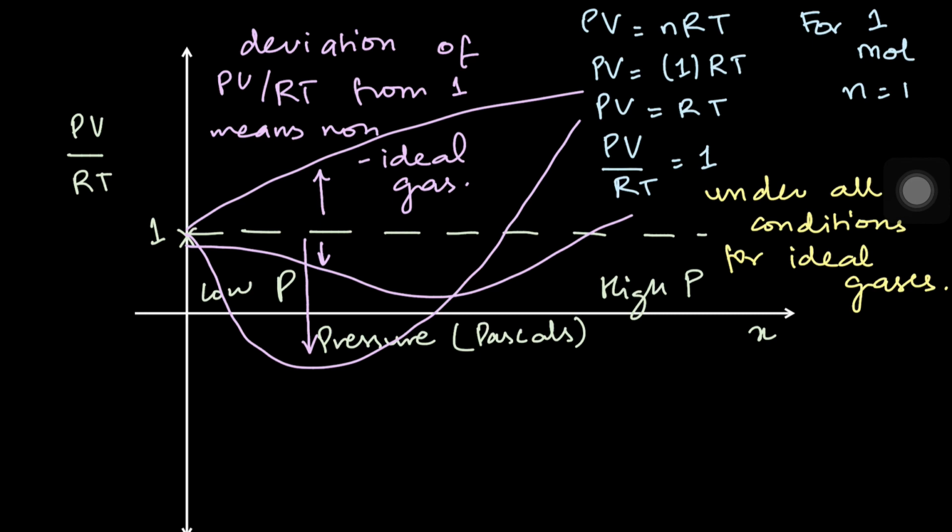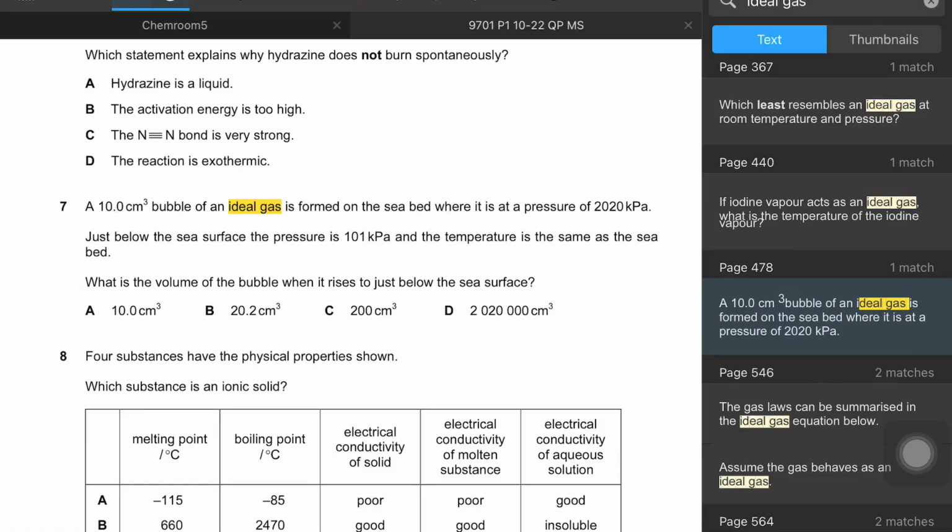Now let's jump to some past paper questions where we will be using the general gas equation. For example, this question says a 10 centimeter cube bubble of an ideal gas is formed on the seabed where it's at a pressure of 20 kilopascal. Just below the sea surface, the pressure is 101 kilopascal and the temperature is the same. What's the volume of the bubble?